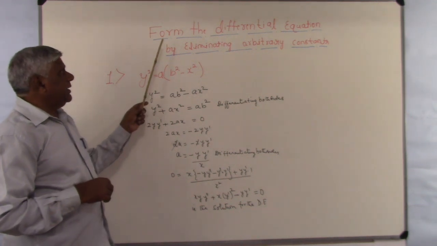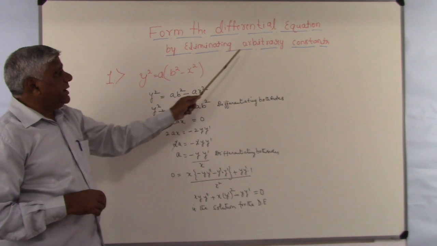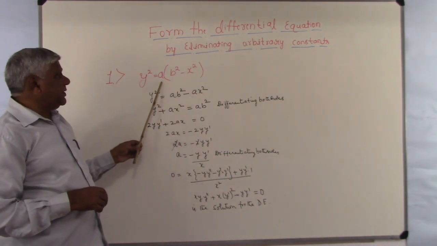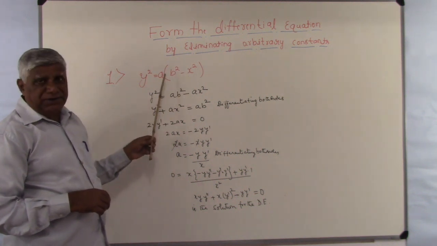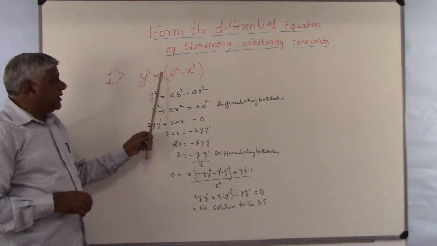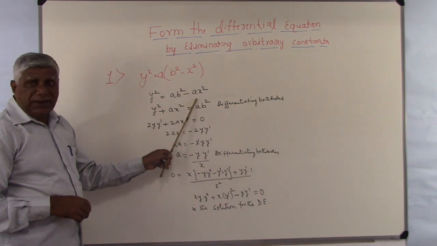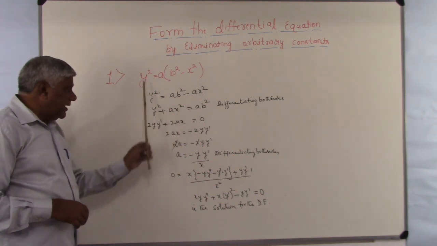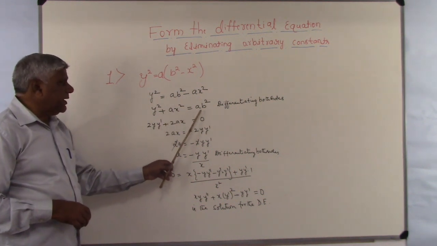Now we are going to see, form the differential equation by eliminating arbitrary constants in the given equation here. Y square is equal to a into b square minus x square. We have to form the differential equation. See this, we are writing it here. Y square is equal to a into b square, ab square, minus a into x square, ax square. Now y square, this minus ax square I am transferring to this side, plus ax square is equal to ab square.